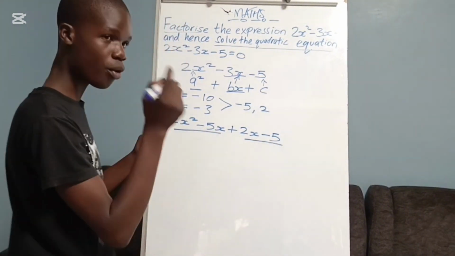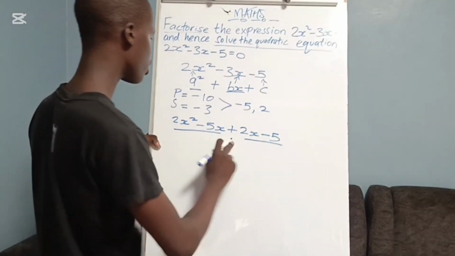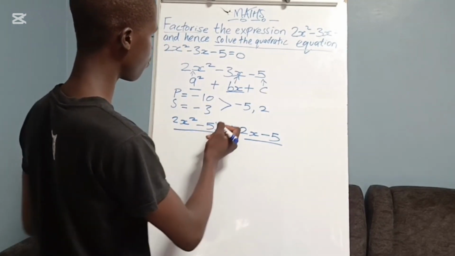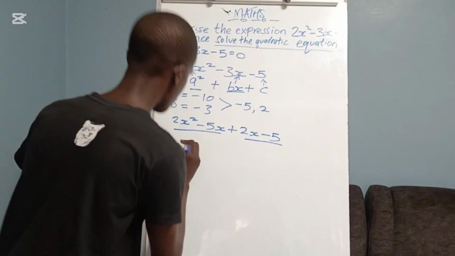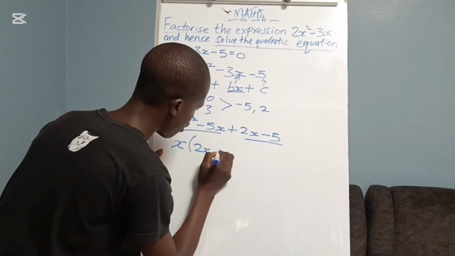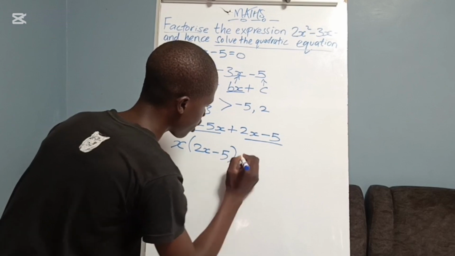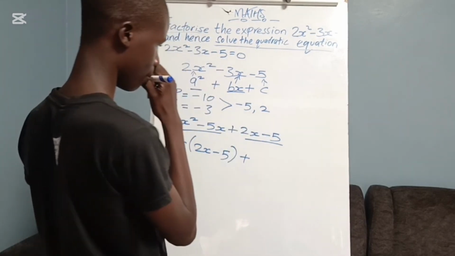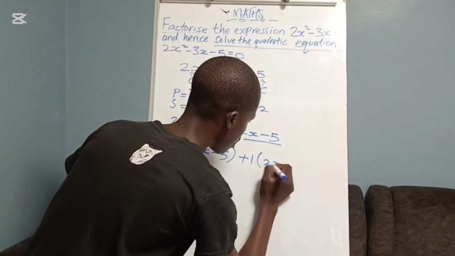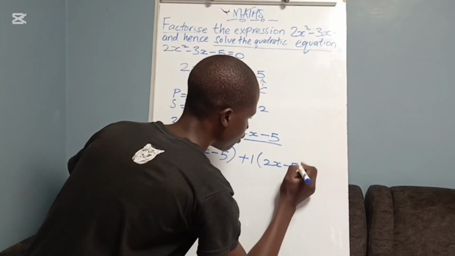So you find the common factor. What is common between them? Here, 2x squared minus 5x, the common factor is x. So x into bracket 2x minus 5. Close the bracket here. And what is common here? That will be 1. So it will be 2x minus 5.